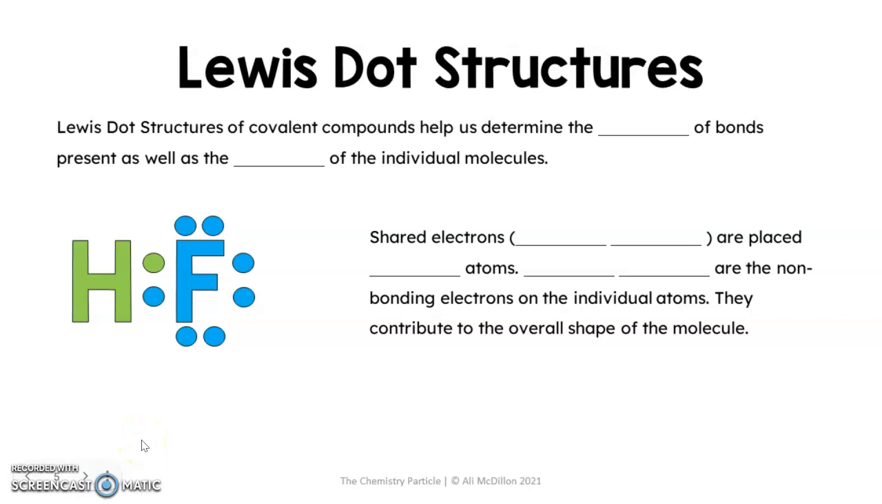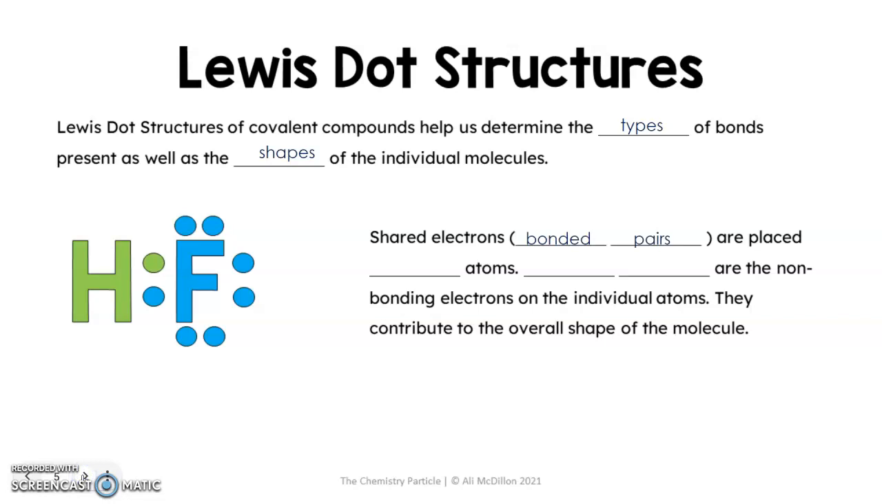So we have looked at Lewis dot structures before, but we can look at them to help us determine the types of covalent bonds that are forming between these nonmetals. They help us determine the types of bonds as well as the shape of the individual molecules.